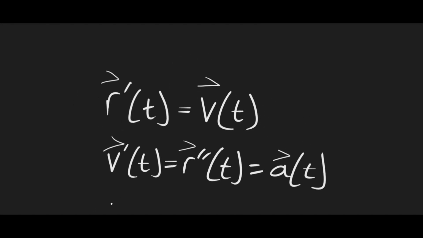Another important thing to note is that if r is the position of an object in 3 dimensions, then the derivative of r will be the velocity of that object. And the derivative of the velocity, or the second derivative of r, will be the acceleration of the object. So in the integral, when we say that we're taking the magnitude of r prime, if r is the position of an object, then r prime would be the velocity. So we're actually taking the magnitude of the velocity in the integral.